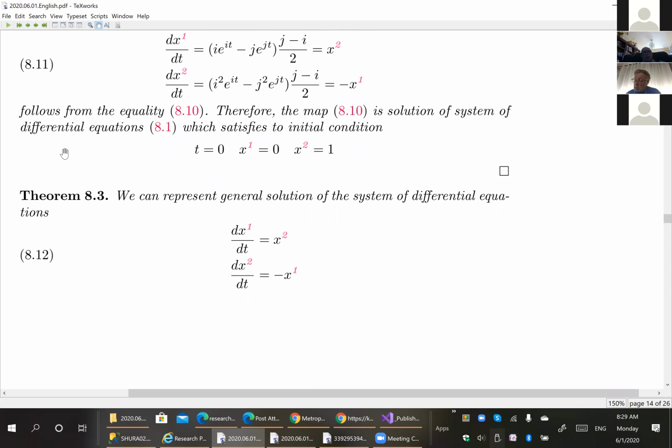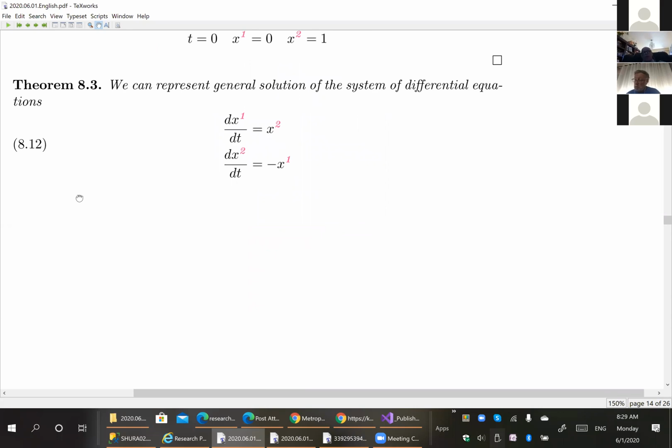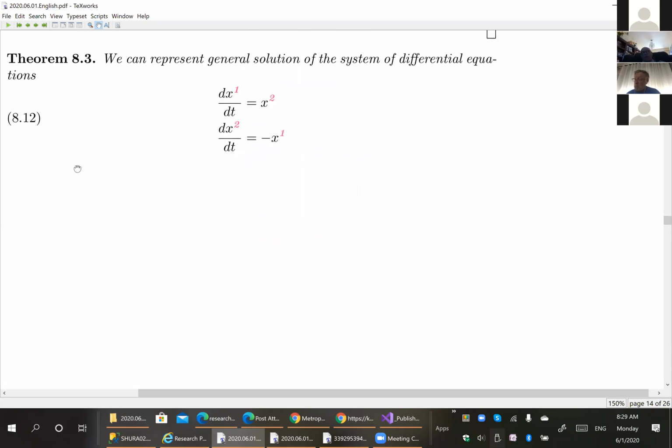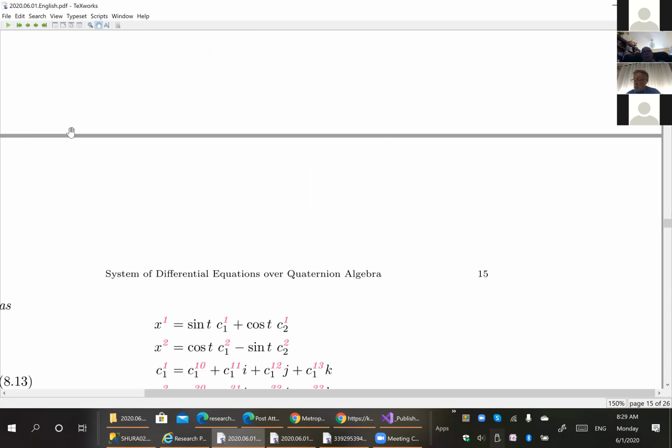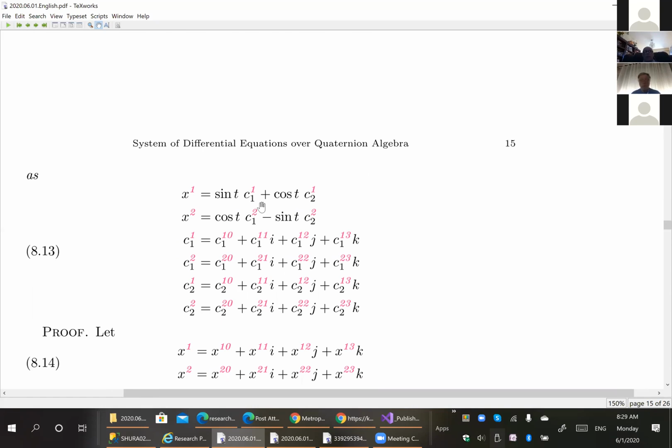Theorem. We can represent the solution of this system. Let me write it once more. I can choose the solution in the form sin t times a constant, plus cos t times another constant, where these constants are any quaternions.